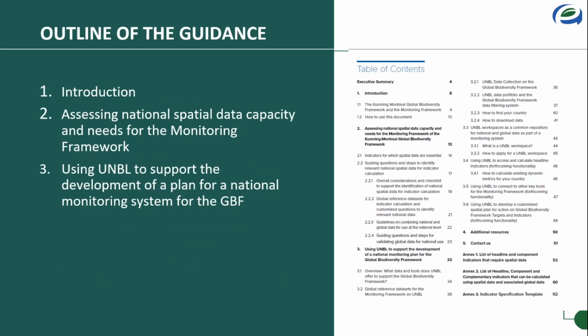So this guidance has 3 main sections, which you can see on the left. First, a brief introduction to the monitoring framework and to the guidance as a whole. Second, a section on assessing national spatial data capacity and needs. And third, a section on current and forthcoming features on our UN Biodiversity Lab spatial data platform that can support parties in your work around the GBF. So in this presentation, as I noted, and Alexi, if you just click, I will focus on section 2 around assessing national spatial data capacity and needs. Next slide.